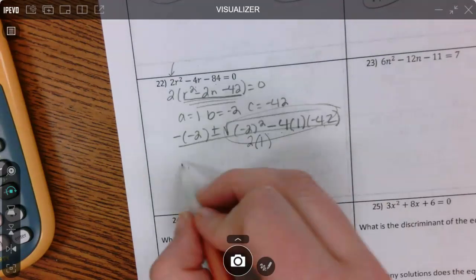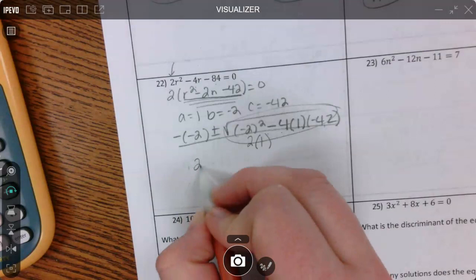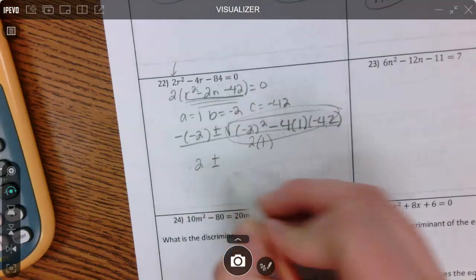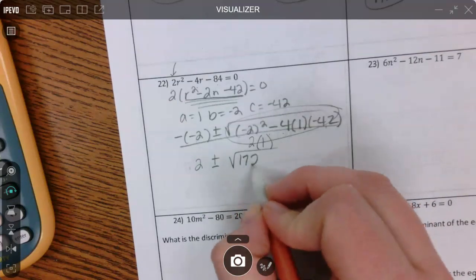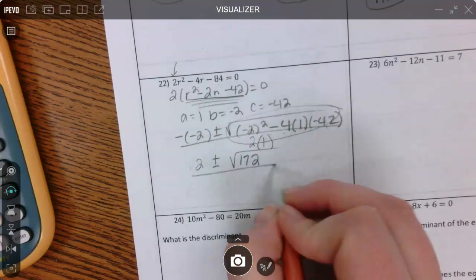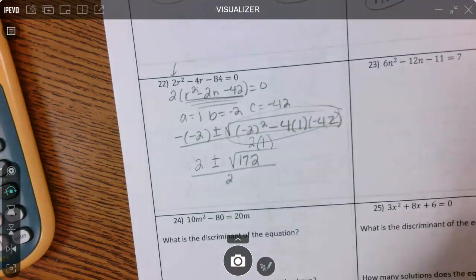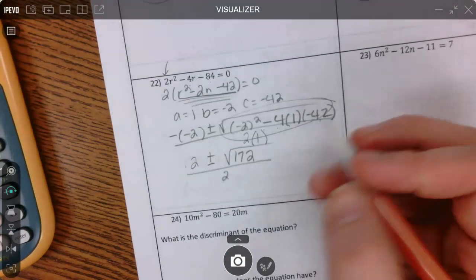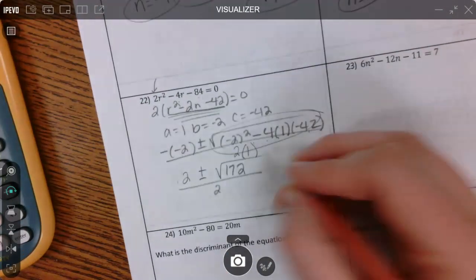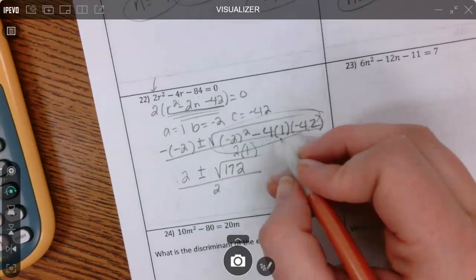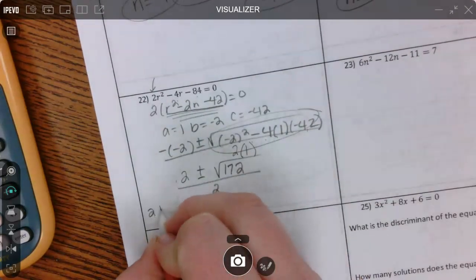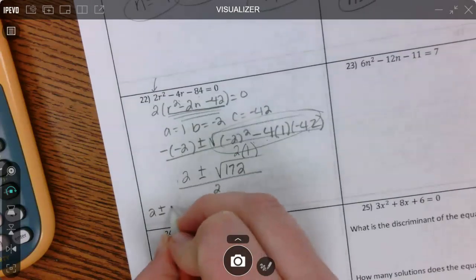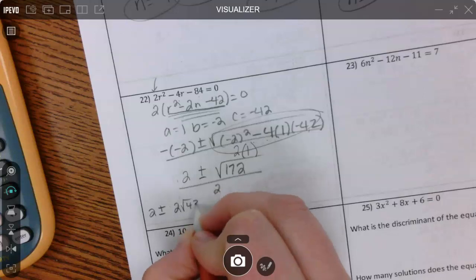So negative negative 2, that's a positive 2, plus or minus, when we simplify this, we get the square root of 172, and that's all over 2 times 1, which is just 2. The square root of 172 will reduce to 2 square root 43. So we have 2 plus or minus 2 square root 43 over 2.